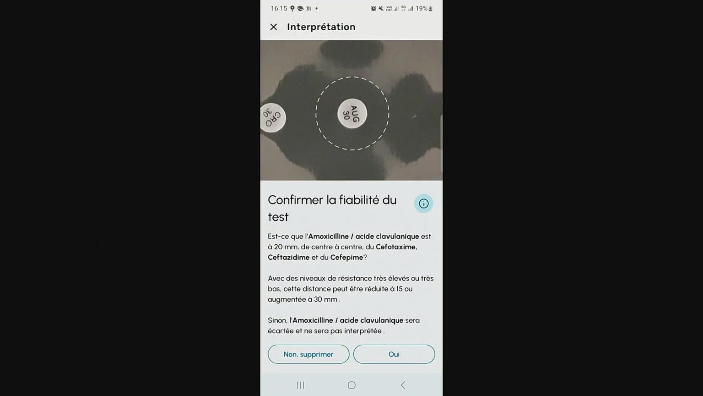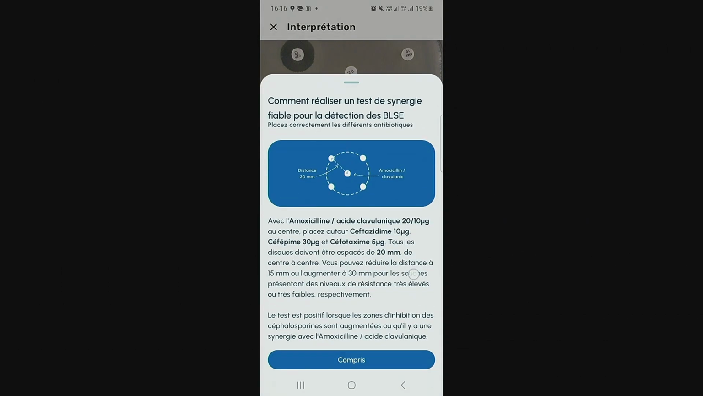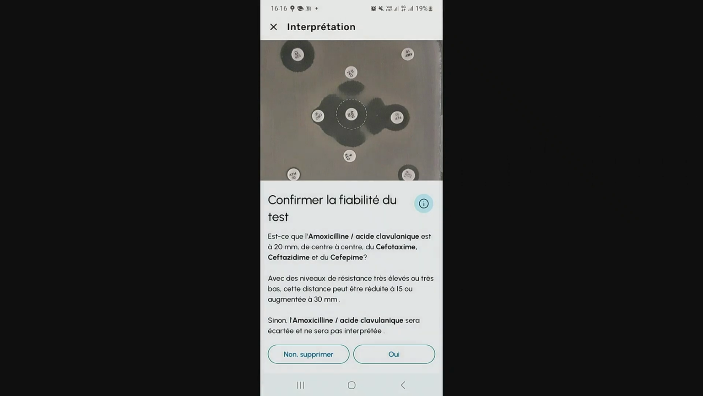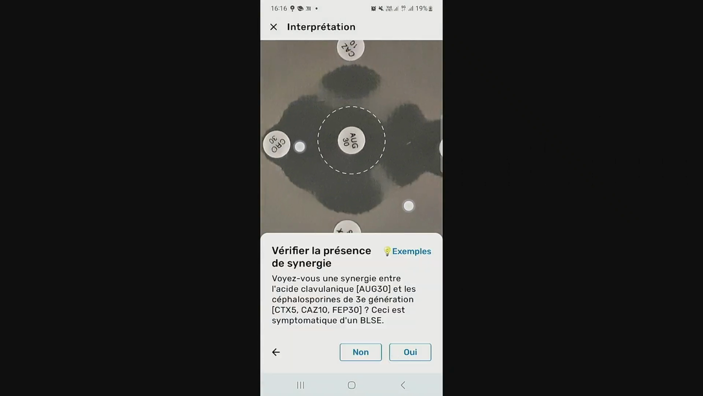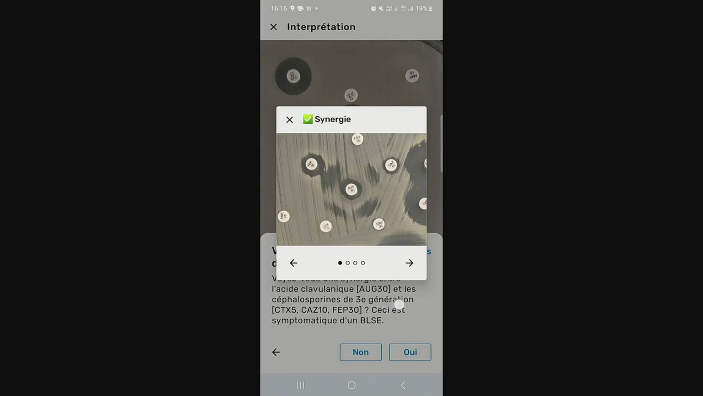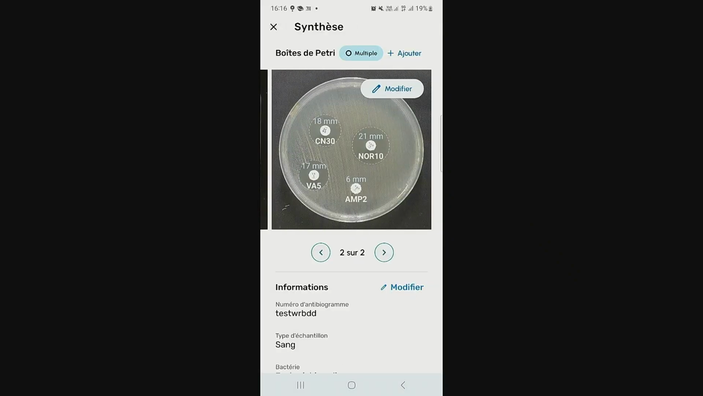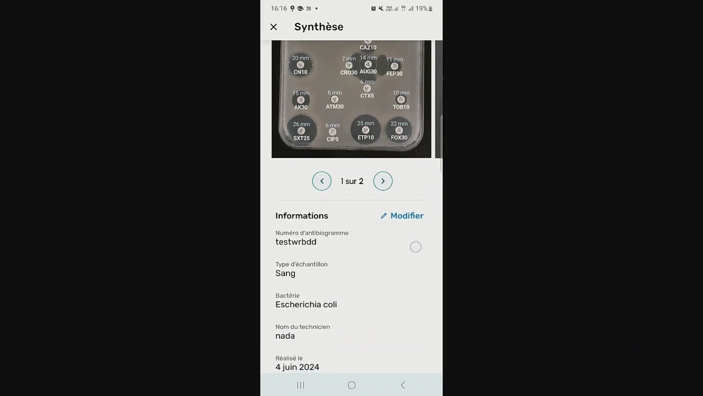The expert system is going to ask you the first question, asking you to confirm the reliability of your test by positioning the amoxiclav in the middle of the cephalosporin 3rd and 4th generation in order to screen for ESBL. Then you have the question about the synergy or the keyhole. You confirm, and then you can move on to the results.